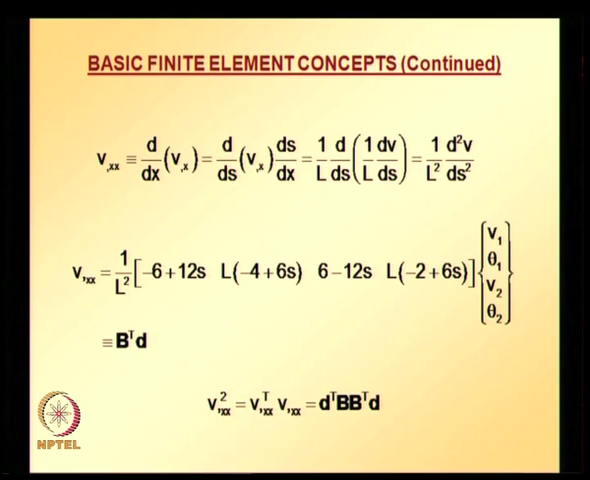So now we are ready. We got the trial solution in terms of finite element shape functions, and we also obtained the second derivative of V and its square in terms of finite element shape functions. So now the next step is to substitute the trial solution and all these quantities into the potential energy equation that we derived.